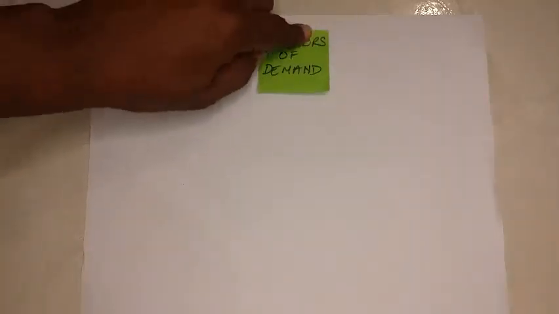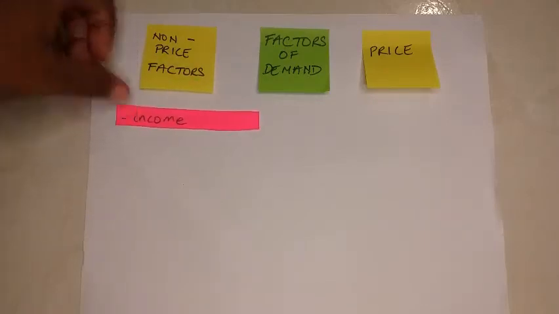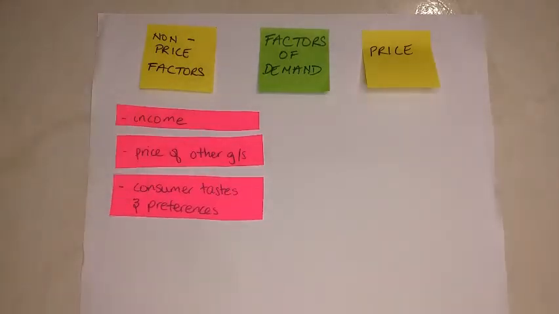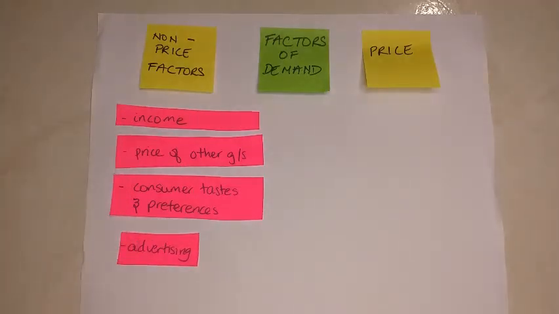On today's video, we're going to look at the difference between movements along the demand curve and shifts of the demand curve. In order to do that, we need to examine what the factors of demand are first and foremost. So the factors of demand include price, and we have non-price factors. Our non-price factors include income, the price of other goods and services, consumer tastes and preferences, and advertising. So you're going to examine all of these factors and see how they affect the movement of the demand curve.